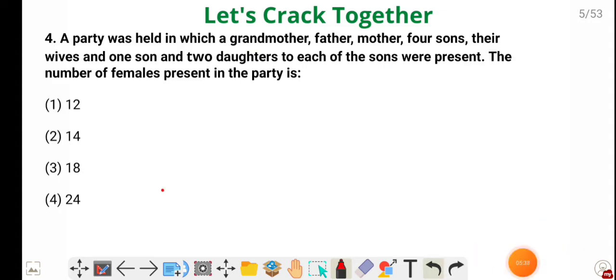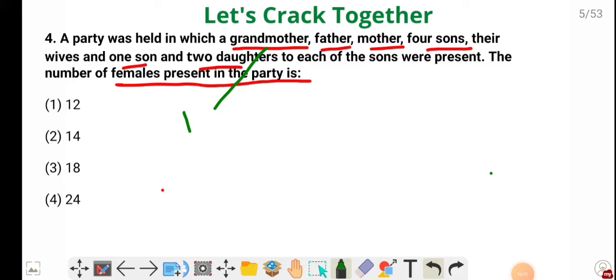Next question. A party was held in which a grandmother, father, mother, 4 sons, their wives and 1 son, 2 daughters to each of the sons were present. The number of females present in the party. Now according to the information, we have to count the number of females present in this party. Here 1 grandmother, 1 mother, 4 sons and their wives. So 4 wives, 1 son and 2 daughters to each of the sons. 2 daughters to each of the sons means what? 4 sons into 2 daughters.